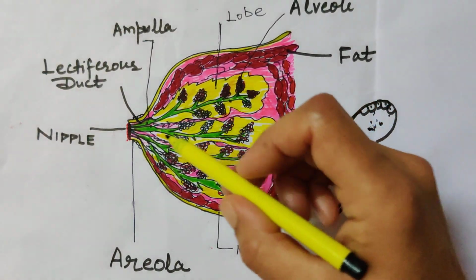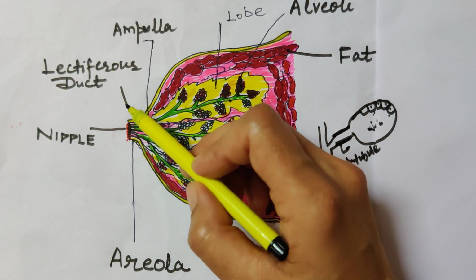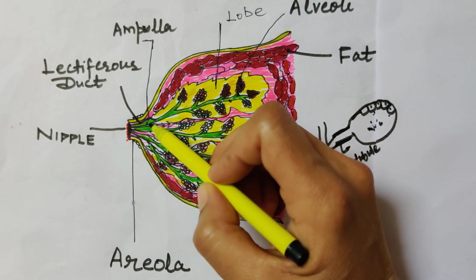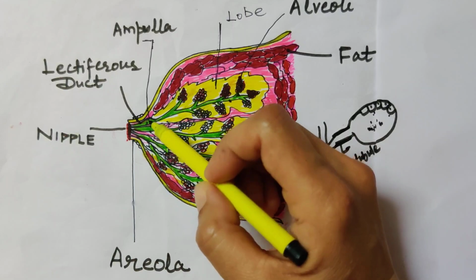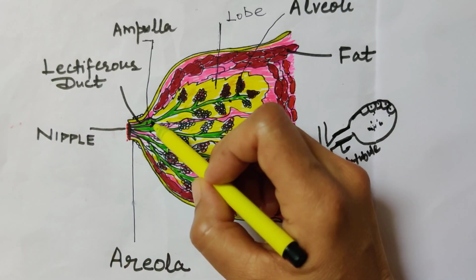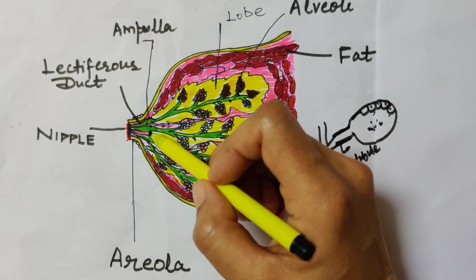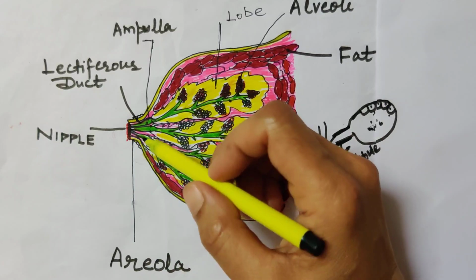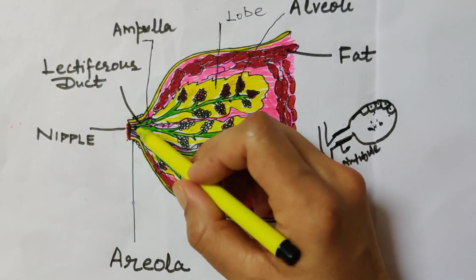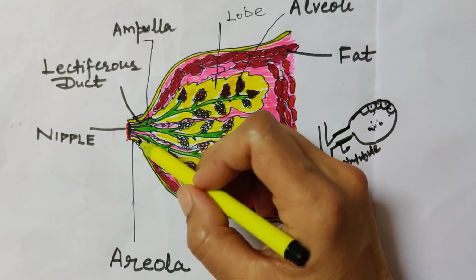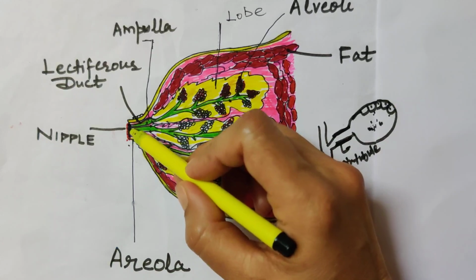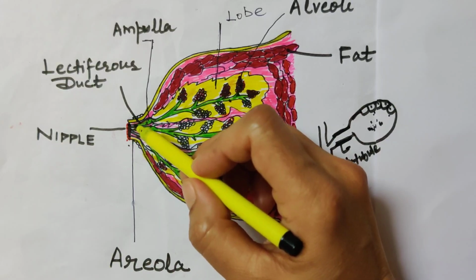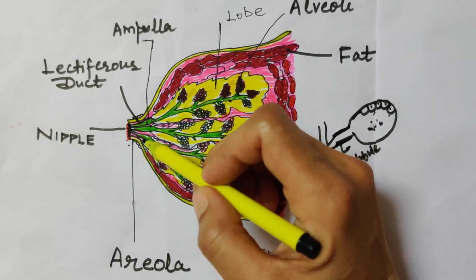This duct is called lactiferous duct. It develops from mammary ampulla, which is also called lactiferous sinus. From here lactiferous ducts develop, many lactiferous ducts, and they open at the nipple by separate pores. And what is the size of each pore? Each is about 0.5 mm in diameter.